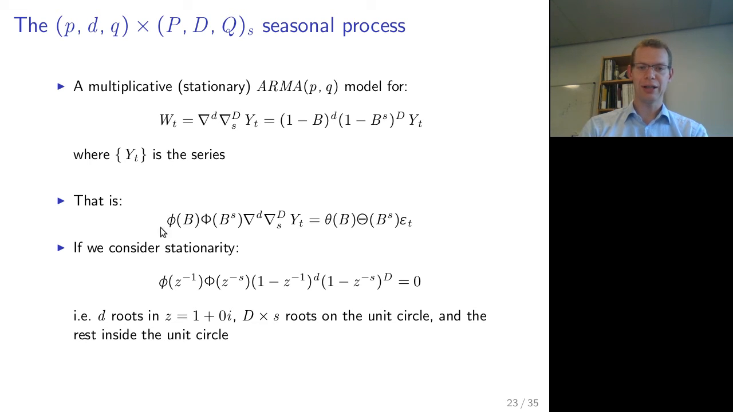For stationarity, again, we just look at the autoregressive part here. We have the two autoregressive polynomials, and then this one here gives us lowercase d roots in 1, and this here, 1 minus z, gives us s roots around the unit circle. And then the inside ones are the ones from the two polynomials here. We'll get back to these things in a later lecture.